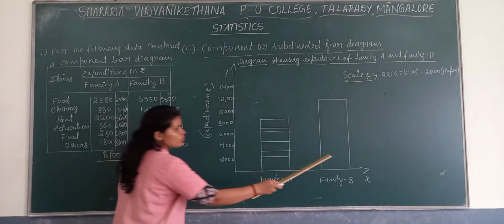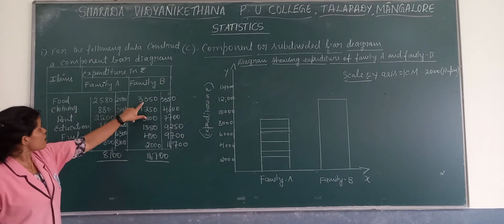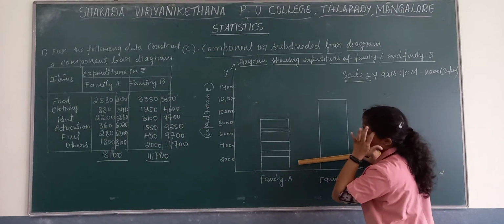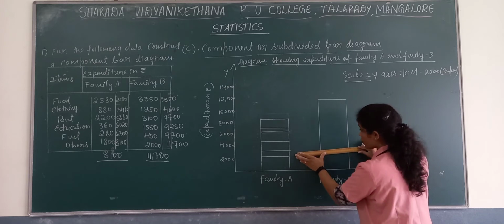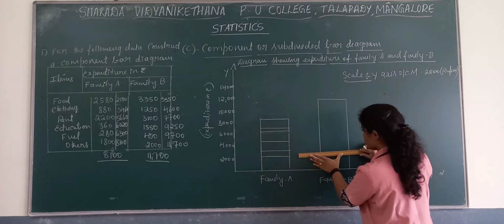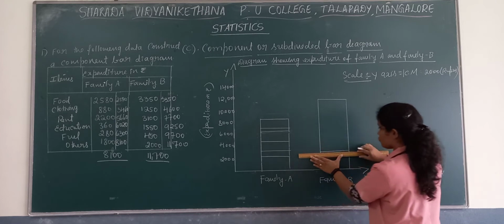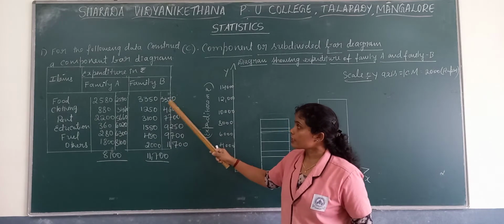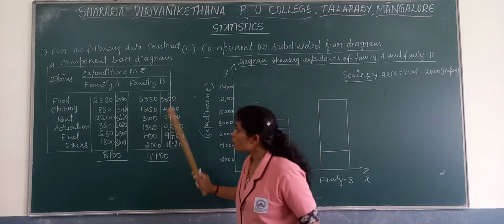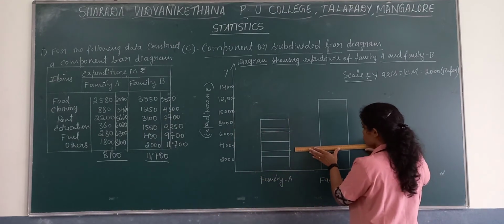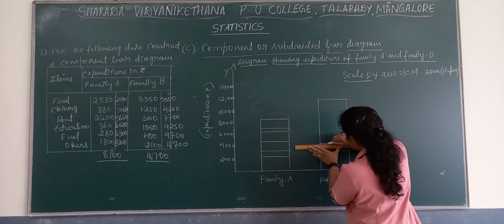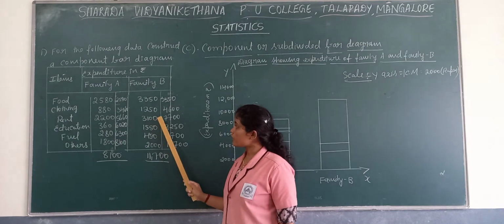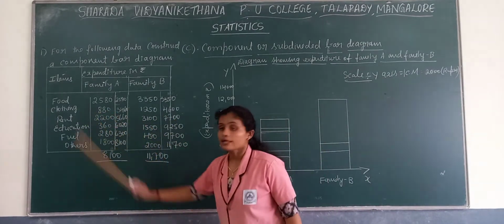Same thing we continue with family B. We start with food, 3350. There it was 2000. Okay, it is 3350, that is food. And clothing: 3350 plus 1250, 4600, that is clothing. Next 4600 plus 3100, that is 7700, rent.